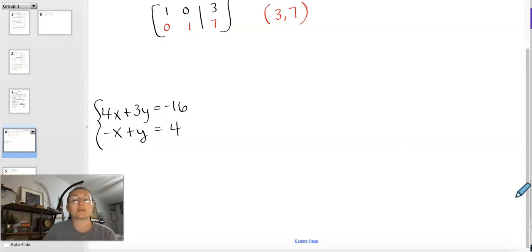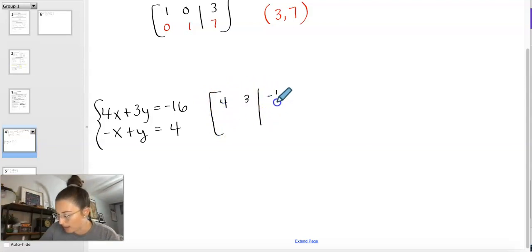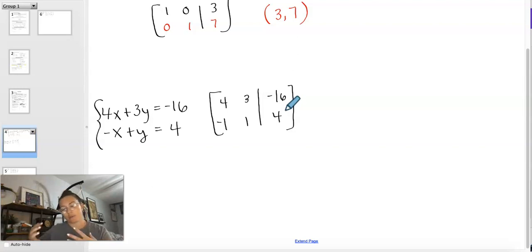Okay, so this one is written as a system of equations. So step 1 for this guy is write it as a matrix. So I'm going to get 4, 3, -16. I'm going to get -1, 1, 4. This one's going to take probably some more steps. I like to do multiple steps in one, but I understand how that could probably be confusing for you guys, so I'll try to just do one step at a time for the most part.